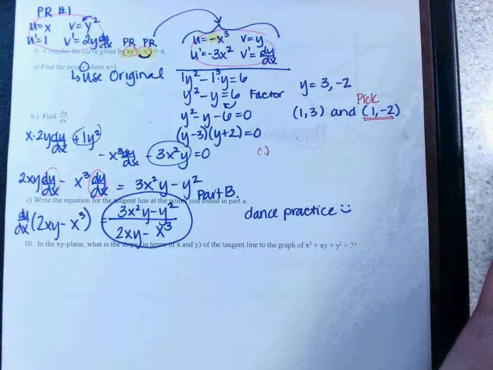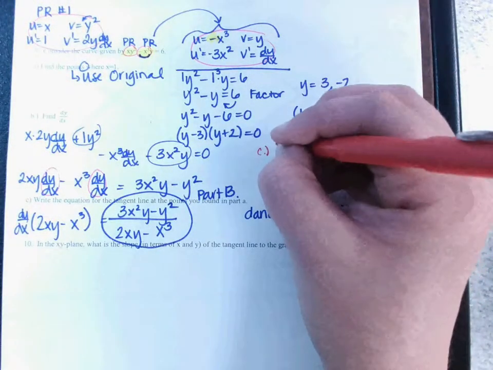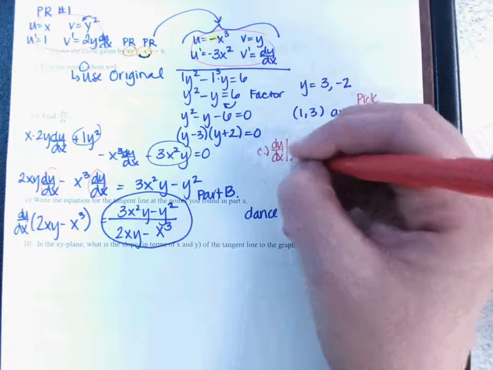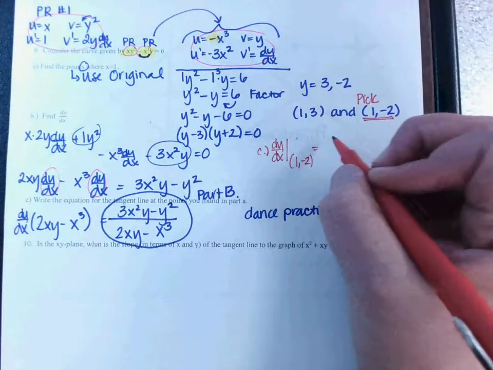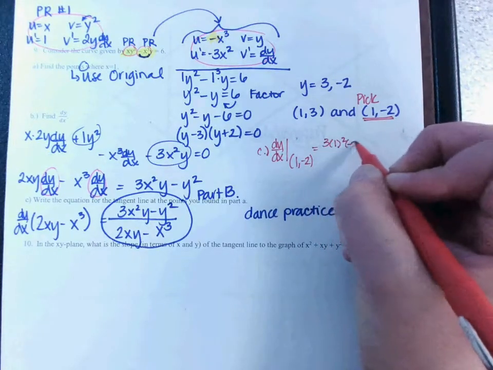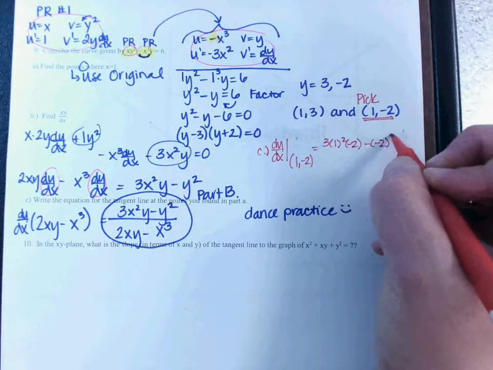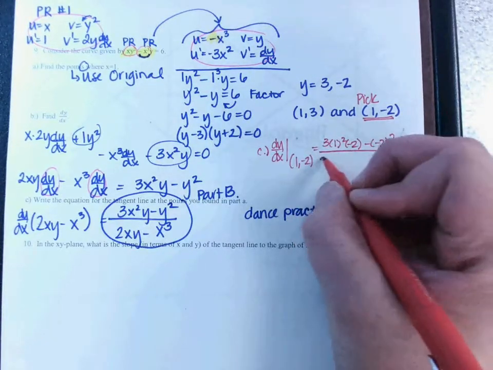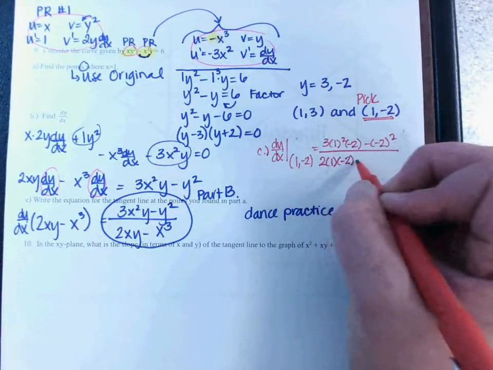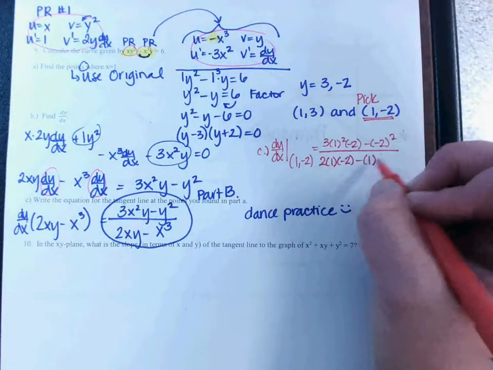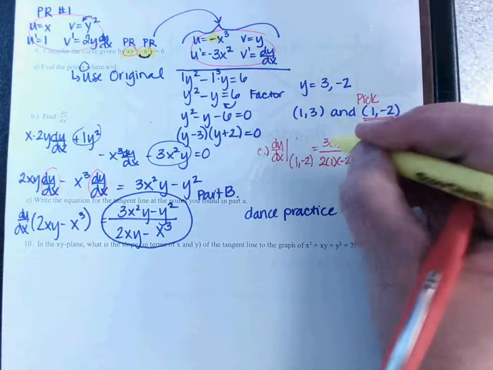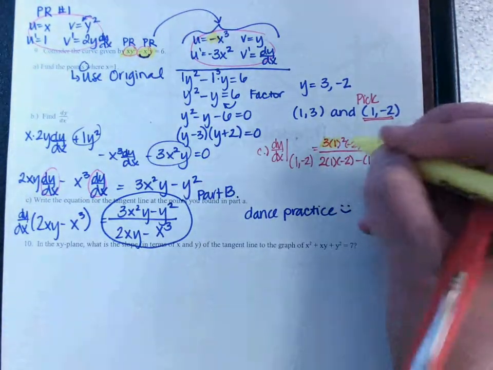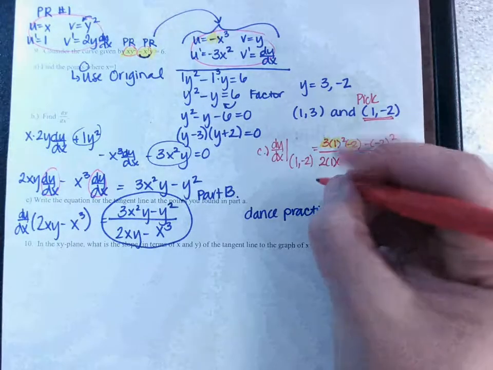Okay, because I don't want to have to write 2. So remember, your homework is just about practicing. It's not a big deal. So dy dx at 1, negative 2 would be 3 times 1 squared, negative 2 minus negative 2 squared, over 2 times x is 1, y is negative 2, minus x here is 1 cubed. So from there, I'd have 3 times 1 is 3 times negative 2 is negative 6.